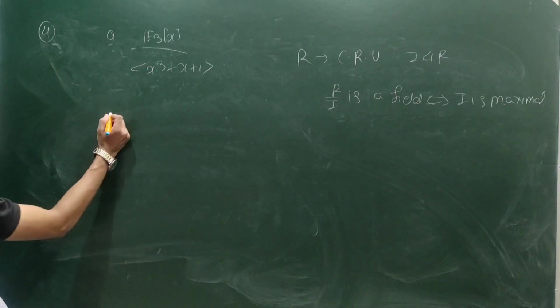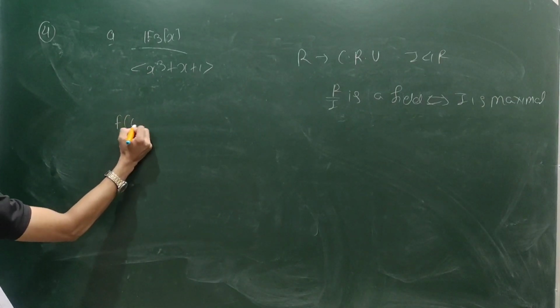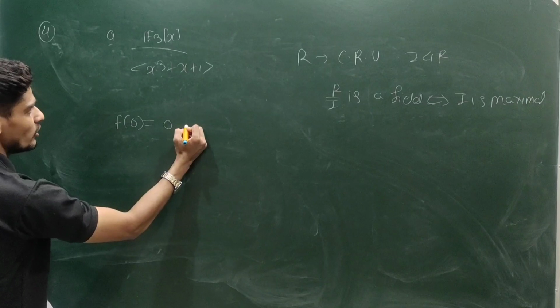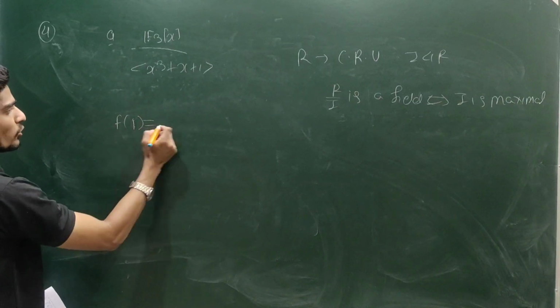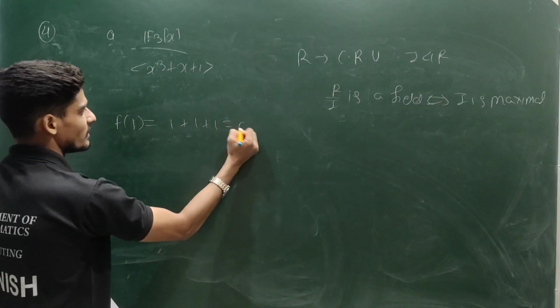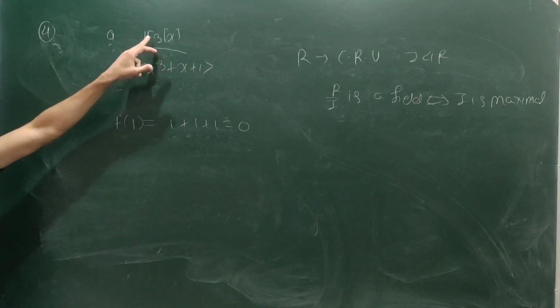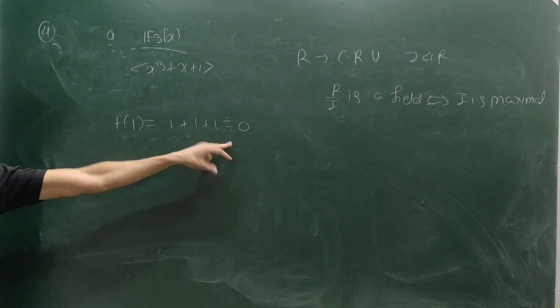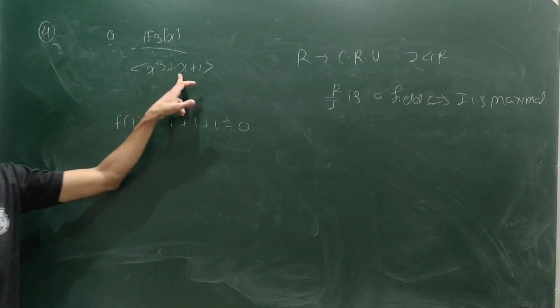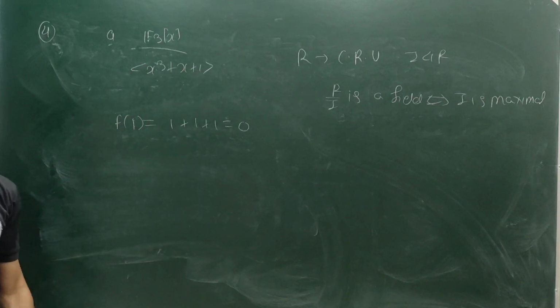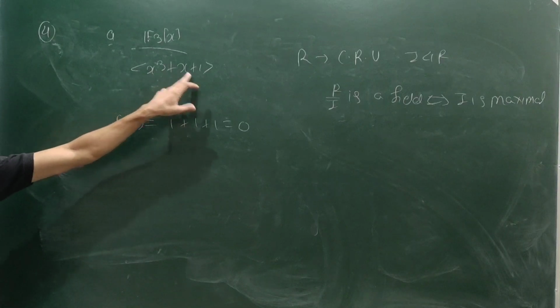So if you find the value of this polynomial at 0, you are going to get 0, or at point 1, you are going to get 1 plus 1 plus 1, but this is 0 inside F3 because the characteristic of this field is 3. So if you operate any element 3 times, you are going to get 0. So this has a root, hence this is reducible, and once this is reducible, it is not an irreducible element.